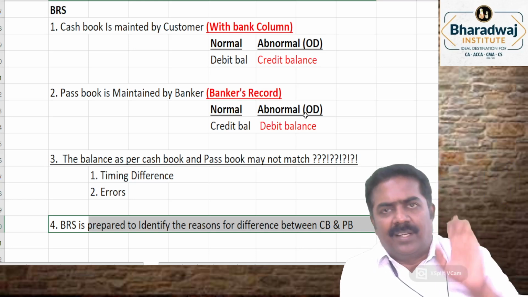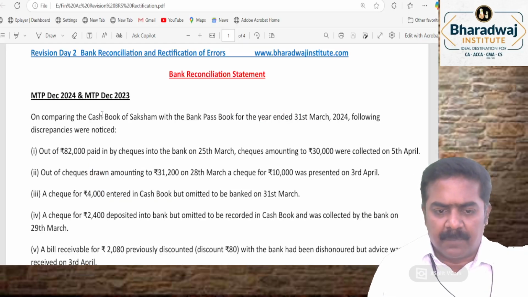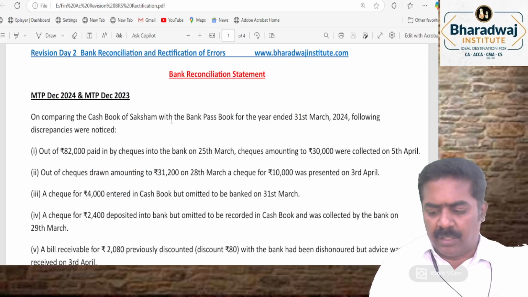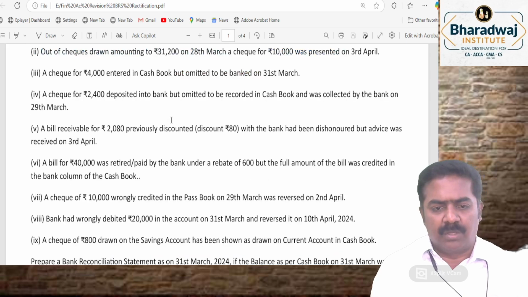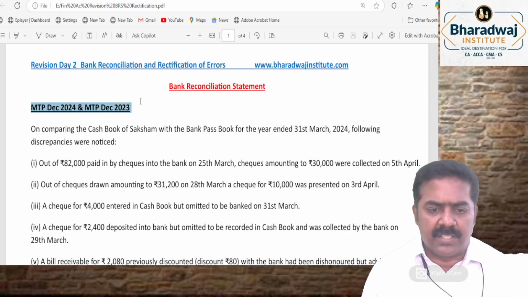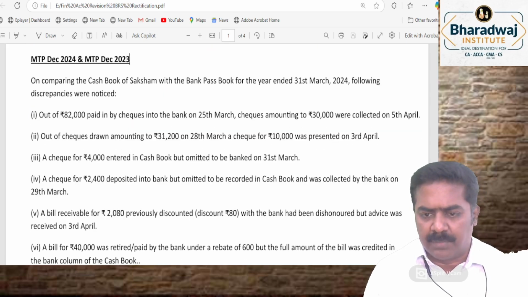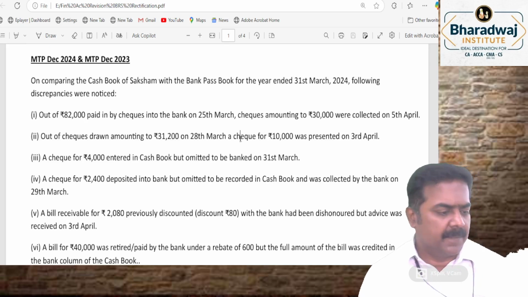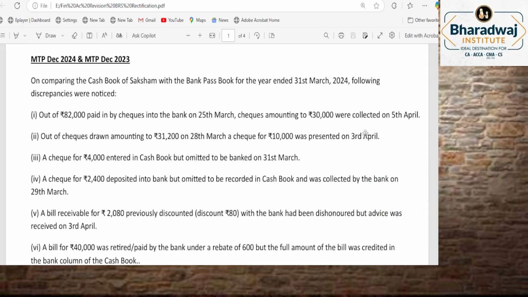Okay, let us go with the first question where you are given with balance as per cash book. Read the question in full, then we will start solving. Please go through the question. The same question is there in both model test papers of December 2024 and December 2023. It is a repeated question in model test paper. Please read it, then we will solve it.